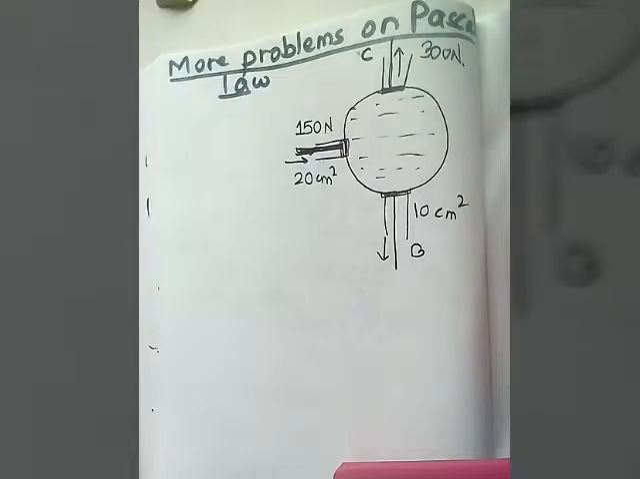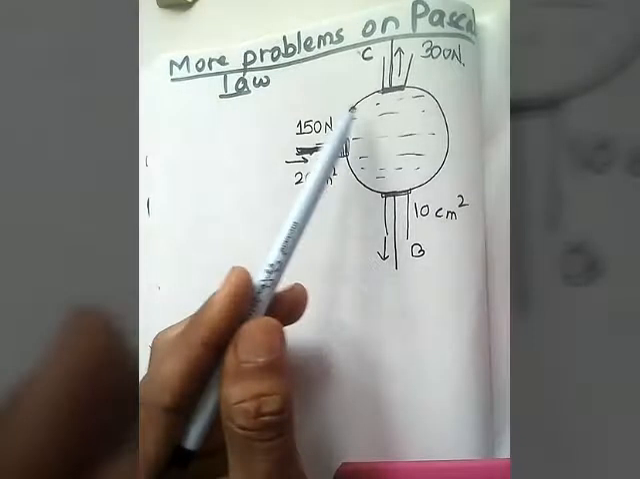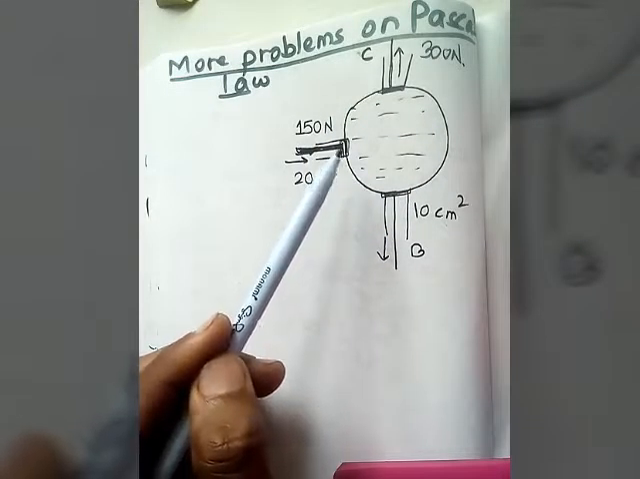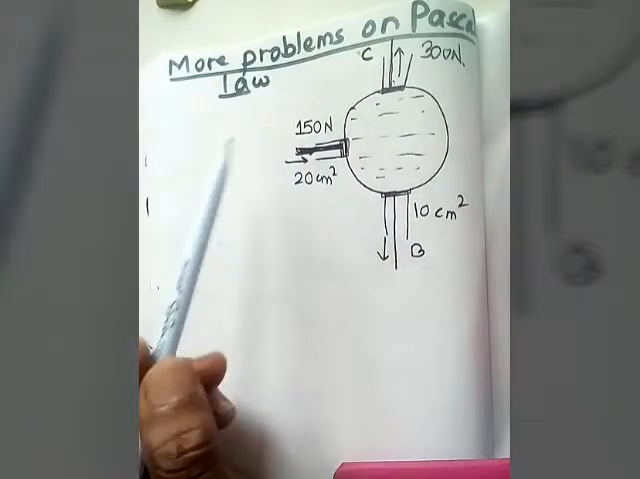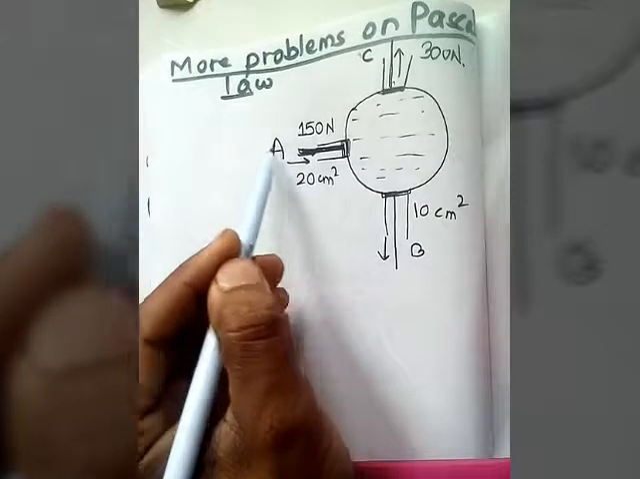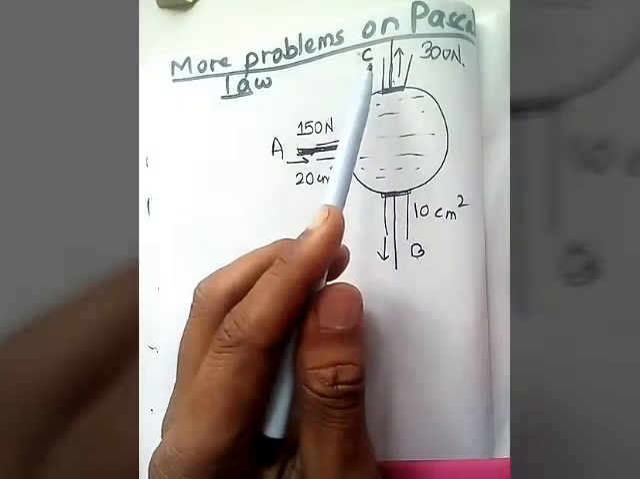So in this video we'll talk more problems on Pascal's law. So let me start with the question. We are given this figure. Now there are three pistons. This is piston A, piston B and piston C.